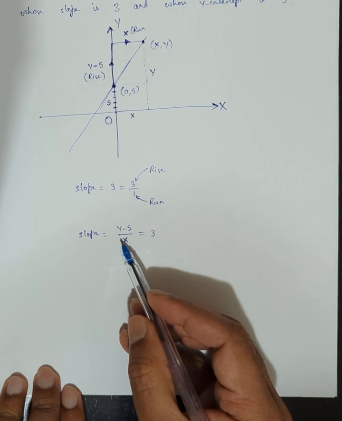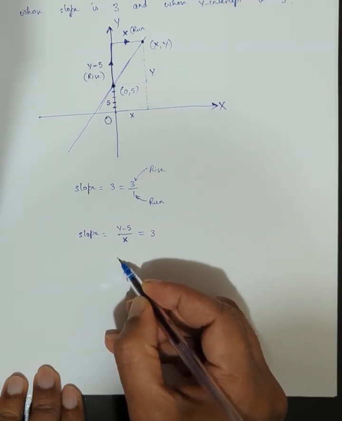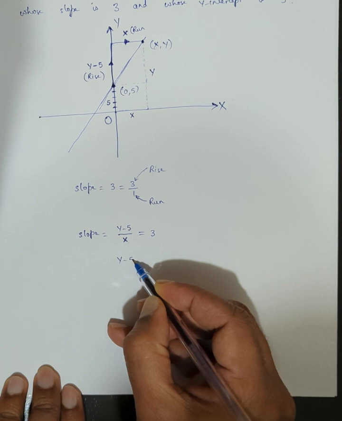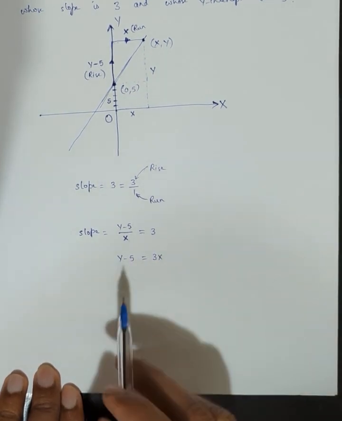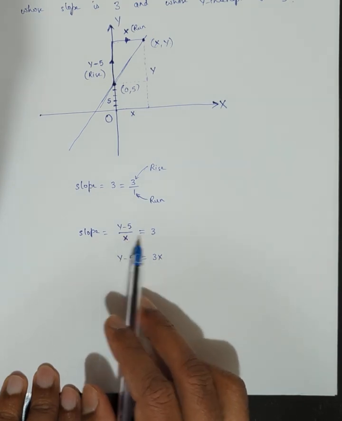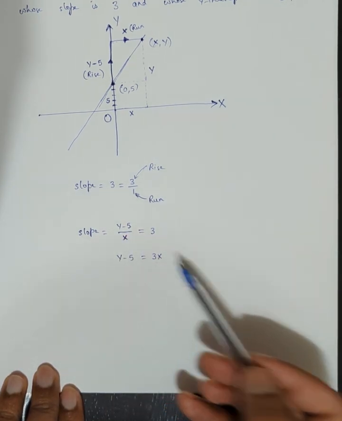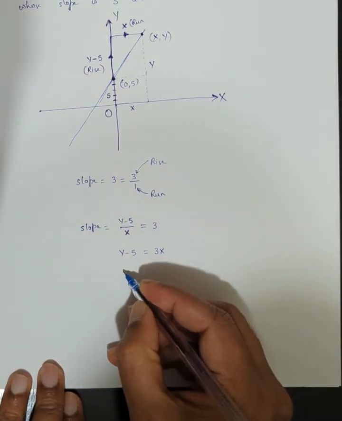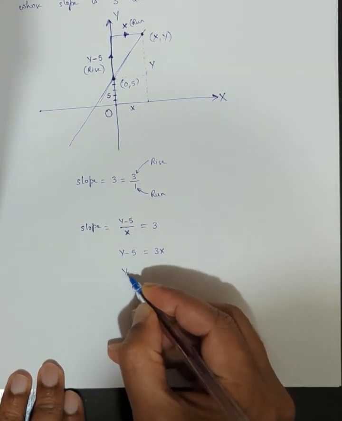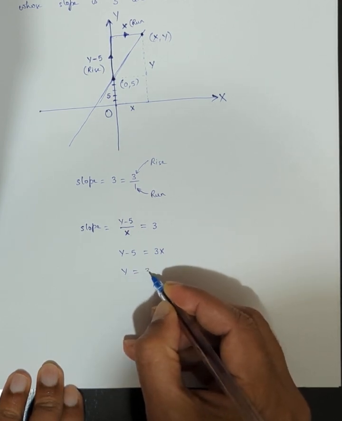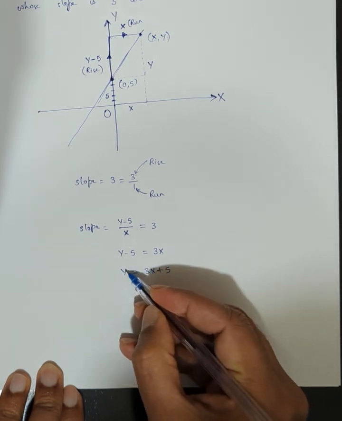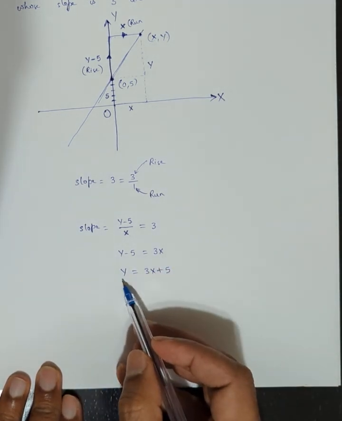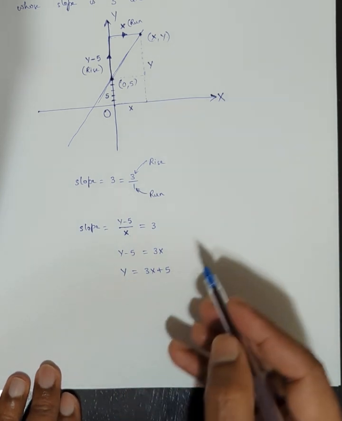So what we do is we multiply both sides by x and write this as y minus 5 equal to 3x. Now this looks better than the previous equation because it does not have a fraction. Now what's even better is you add 5 on both sides and write this as y equal to 3x plus 5. This looks a lot neater and cleaner, and it has just y by itself on the left. Now that's known as the slope-intercept form.